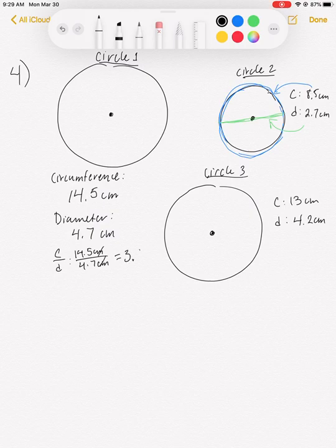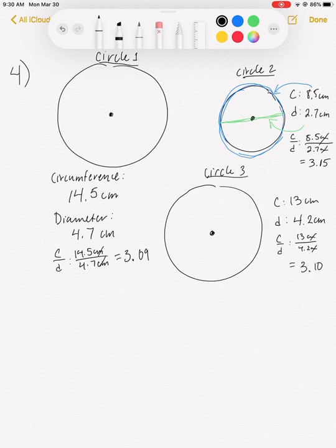So I do the decimal form rounded to the hundredths place, 3.09. Okay, so let's go ahead and calculate that for circle number 2. Circumference divided by diameter is 8.5 centimeters divided by 2.7 centimeters. And the centimeters will cancel, and we have a number that is 3.15. For circle number 3, it's 13 centimeters divided by 4.2 centimeters. The centimeters will cancel, and we have a number of 3.10.